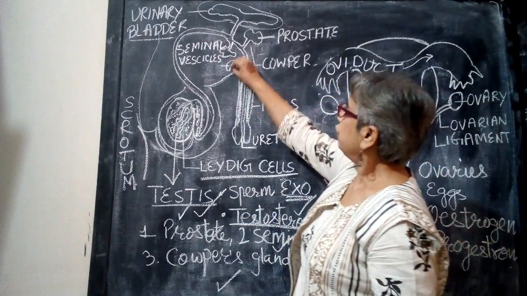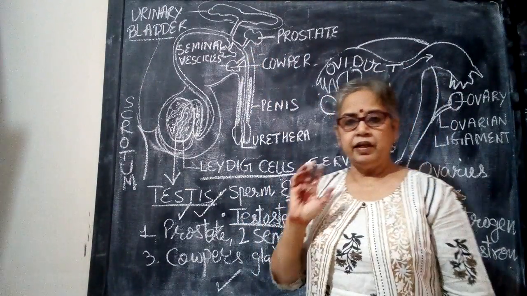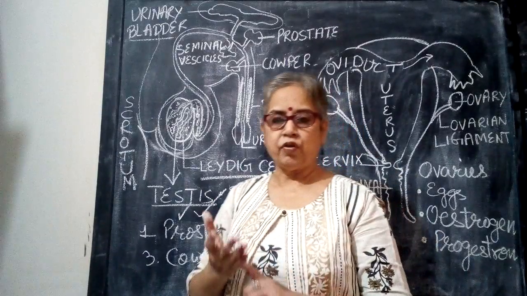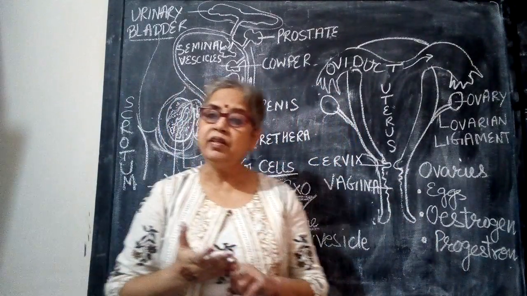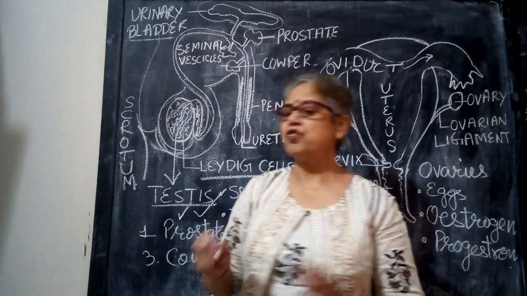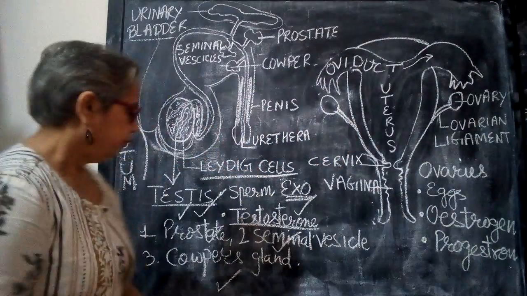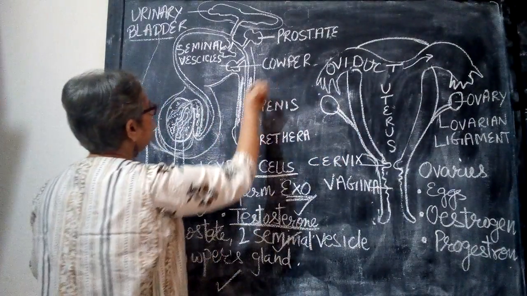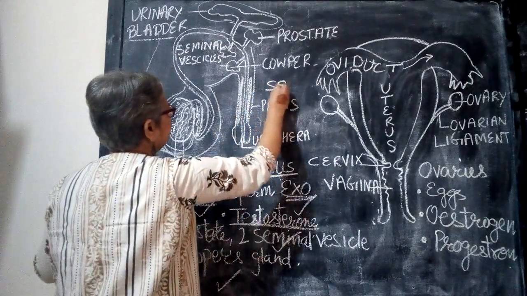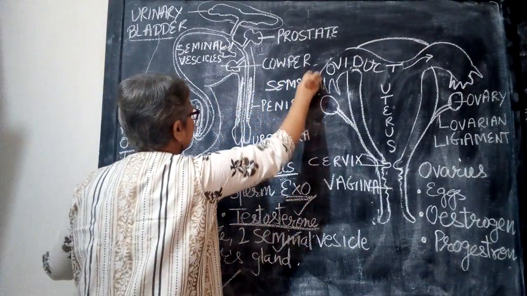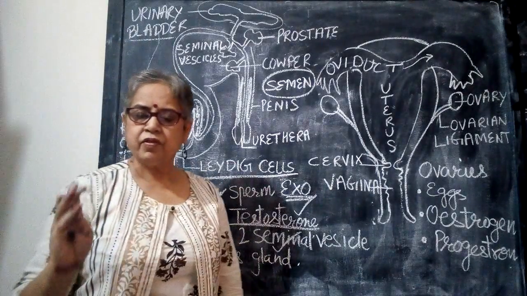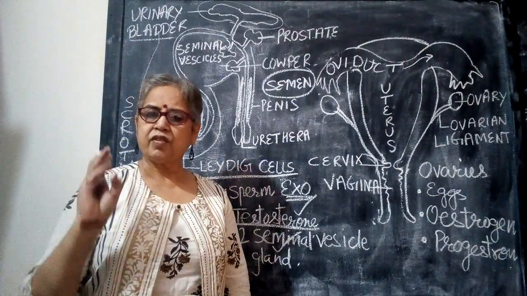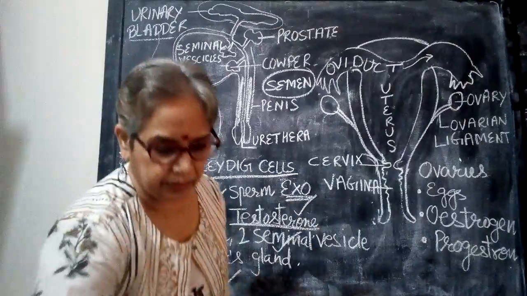So secretions of these glands, I repeat, secretions of prostate, seminal vesicle, Cowper's gland and the sperms together constitute semen. So what is semen? Semen is composed of sperms, secretions of prostate, seminal vesicle and Cowper's gland.